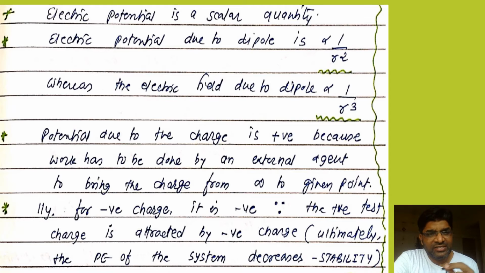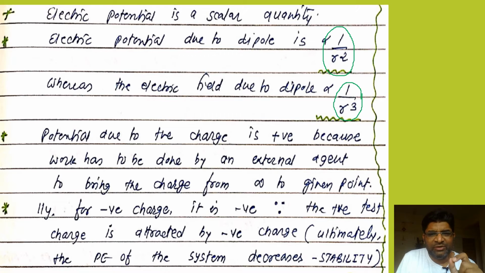Here are some characteristics of the electric potential. It is a scalar quantity. It is inversely proportional to the square of the distance, whereas the electric potential due to a dipole was inversely proportional to the cube of the distance. We have seen that.